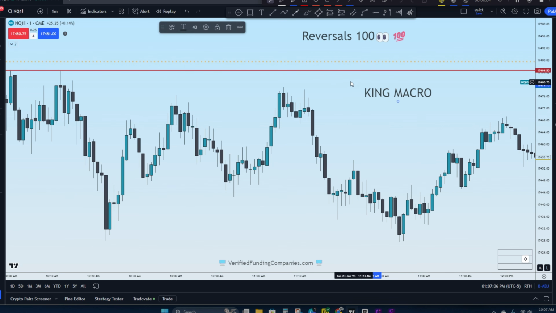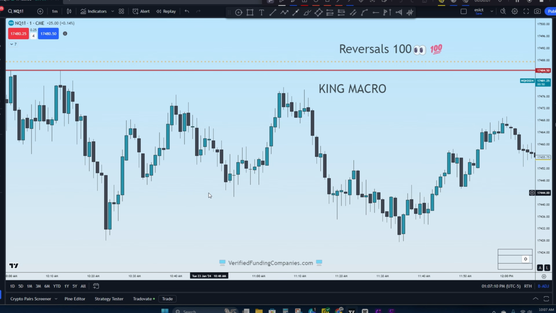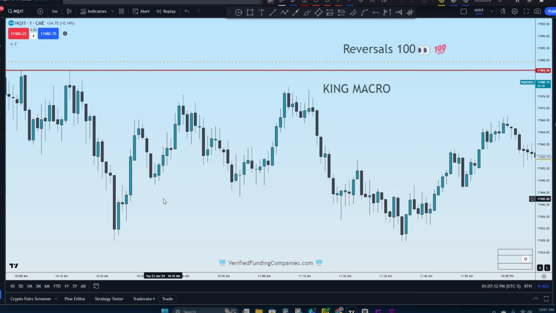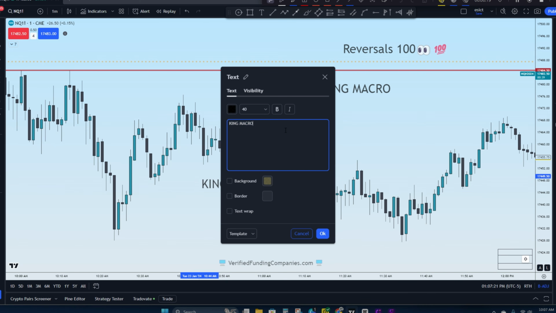Alright guys, I want to talk to you about my king macro. So I have two macros that I look for, but what is a macro? What does this actually mean? What are my expectations for this? And what do I do with it?